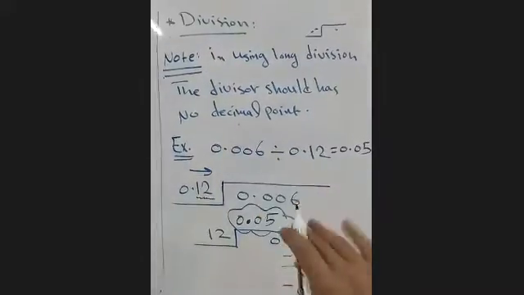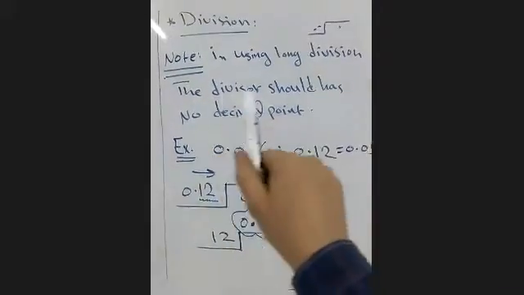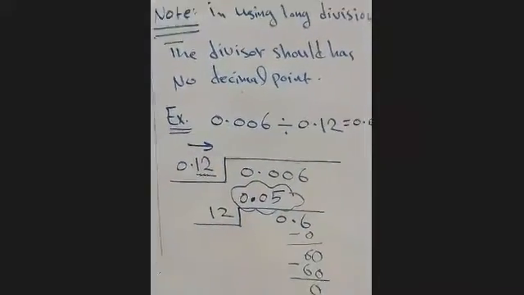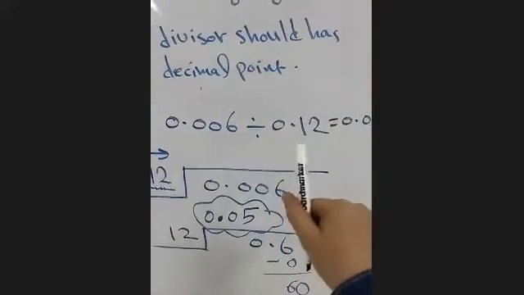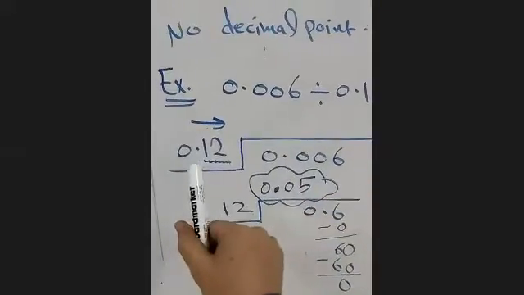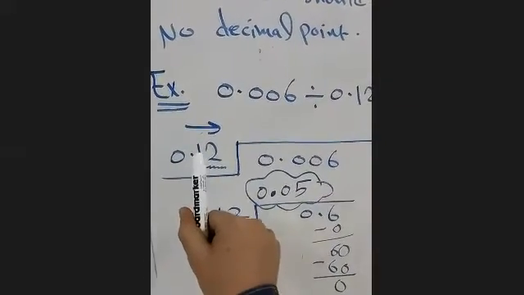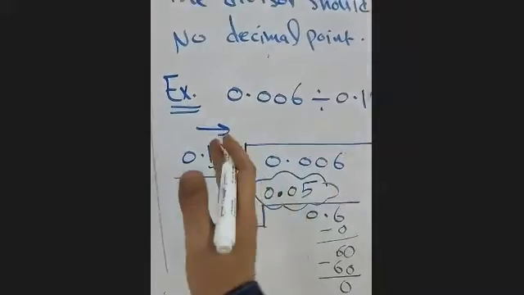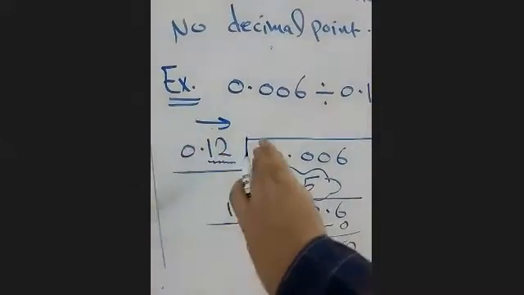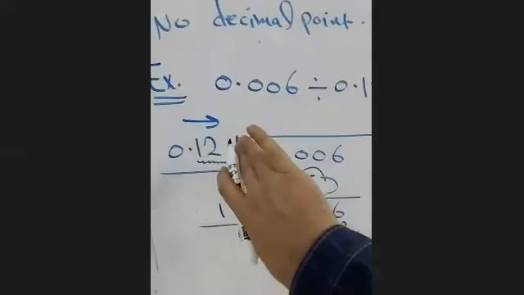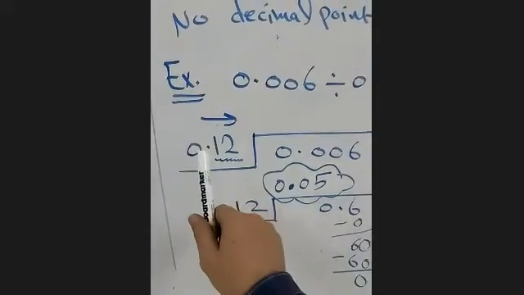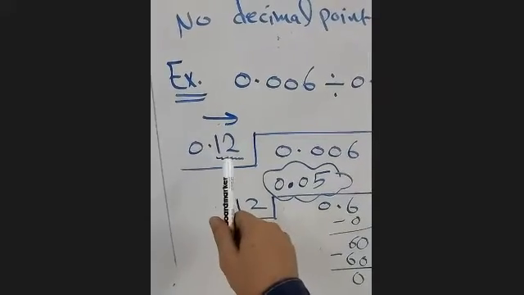In division of decimals, guys, in using long division, the divisor should have no decimal point. In this example, the divisor has a decimal point. So to get rid of it, I need to push it to the right always. We don't push to the left. We always go to the right. Decimal, push it to the right. How many digits to get rid of it?